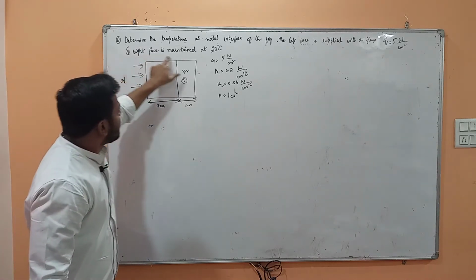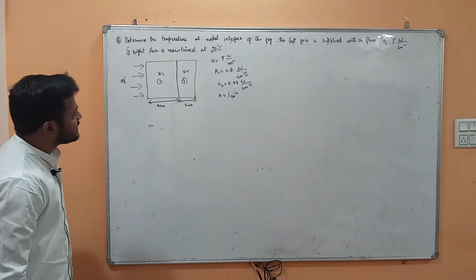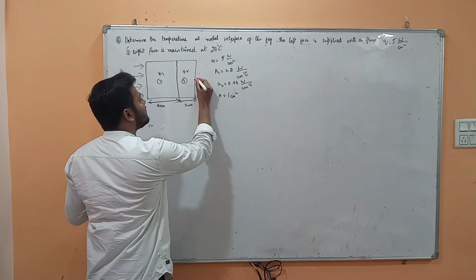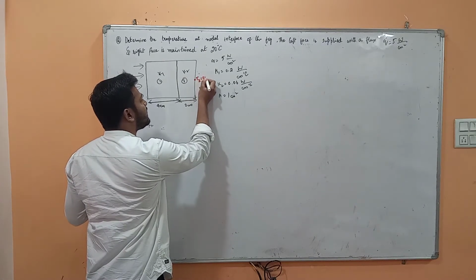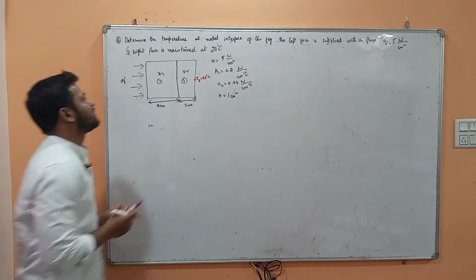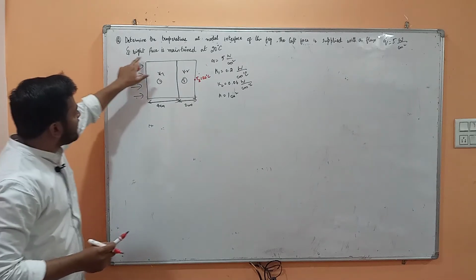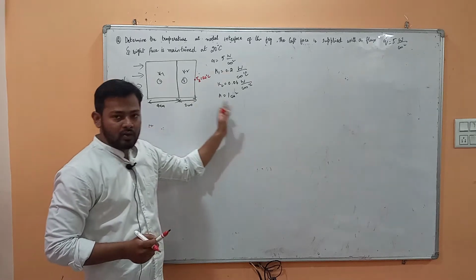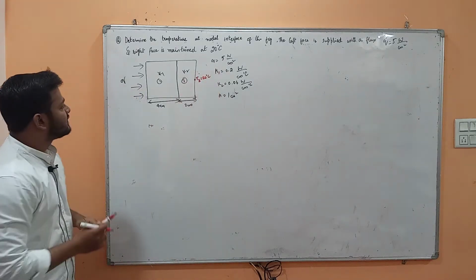Moreover, the right face of the wall is at 20 degrees centigrade. So this T3 value has been given in the question. T3 is 20 degrees centigrade. Clearly it has been mentioned that the right face is maintained at 20 degrees centigrade. The area of the walls is given as 1 centimeter square. The Q value has been given in the question.